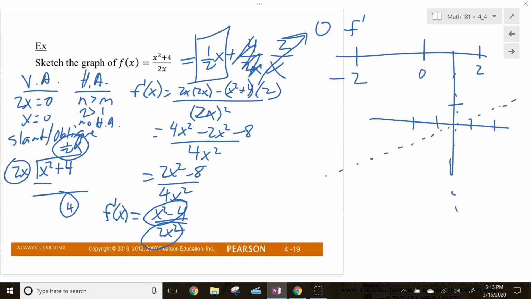We're going to throw in negative 3. And we got a positive on the top, positive on the bottom. So we know the function increases.